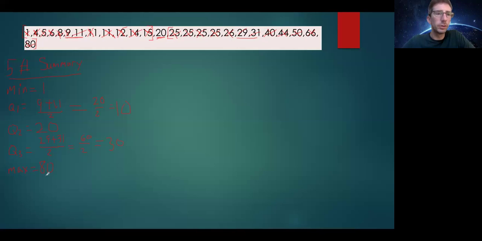All right, so now let's quickly find our IQR, right? Because remember, we'll use our IQR to determine if we have any outliers, which is something we want to annotate or show on our box plot. So the IQR is just Q3 minus Q1. So this equals 30 minus 10. And this is 20.